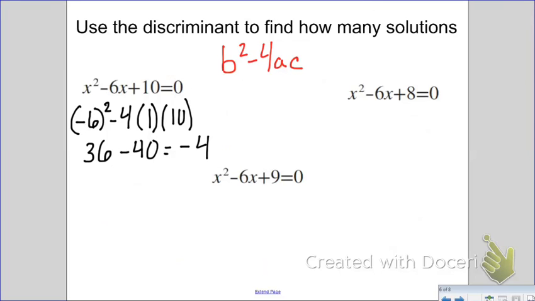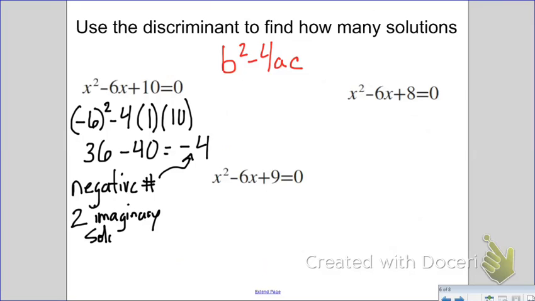And since this equals a negative number, so since it's a negative number, then there is exactly 2 imaginary solutions. Okay, 2 imaginary solutions. Let's try out this one over here to the right.